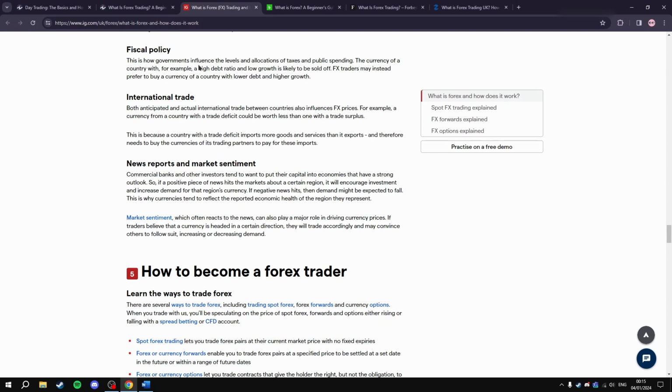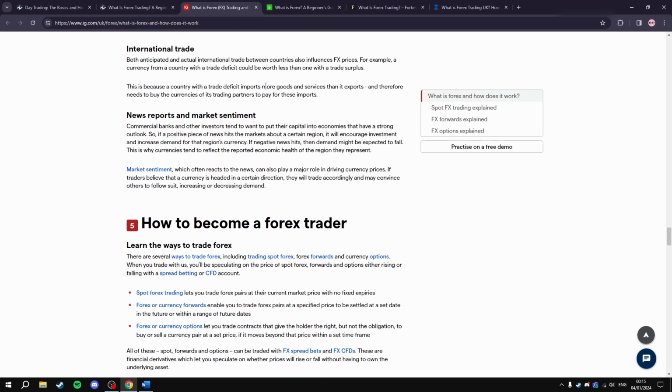Fiscal policy. Fiscal policy is how governments influence the levels and allocation of taxes and public spending. For example, a currency of a country with a high debt ratio and low growth is likely to be sold off. Forex traders may instead prefer buying a currency from a country with lower debt and high growth. Right, okay. High debt ratio.